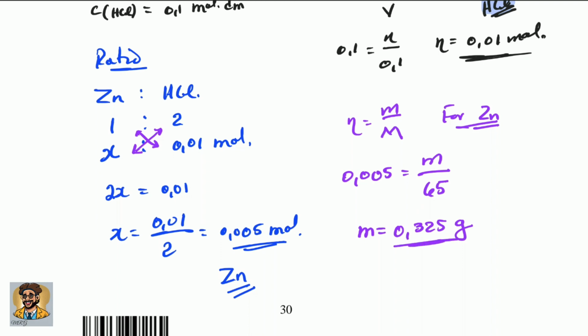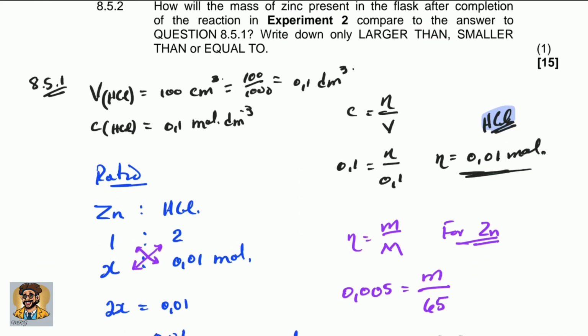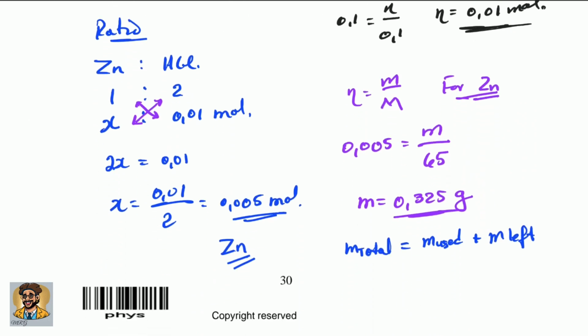They want to know how much is left. Well, this one is simple math. The total mass is equal to mass used plus mass left. The total mass is given to us in the question. It is 0.8. The mass used was 0.325. How much is left behind?